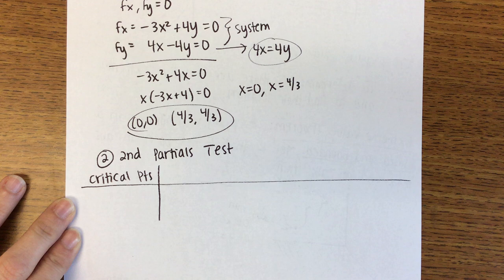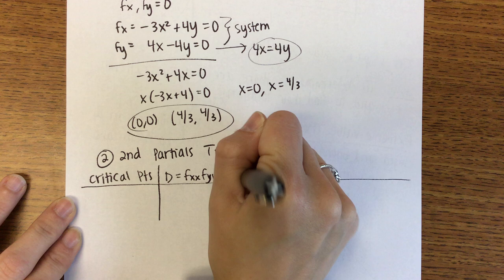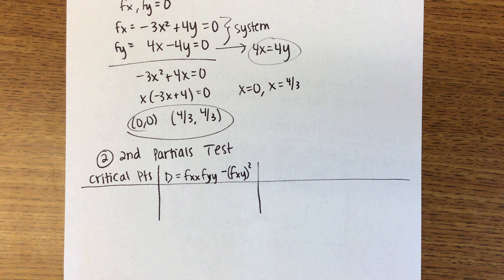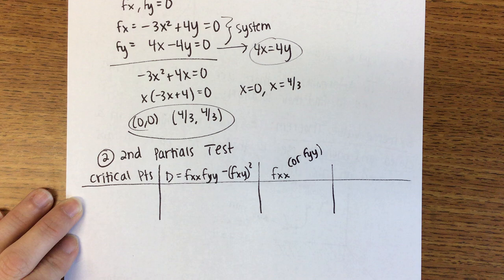Then I find the value of D, so that's fxx, fyy, minus f of xy squared. In the case where the value of D is positive, we're then going to have to look at the second derivative with respect to x, or with respect to y, doesn't matter which one. And then we have a conclusion.